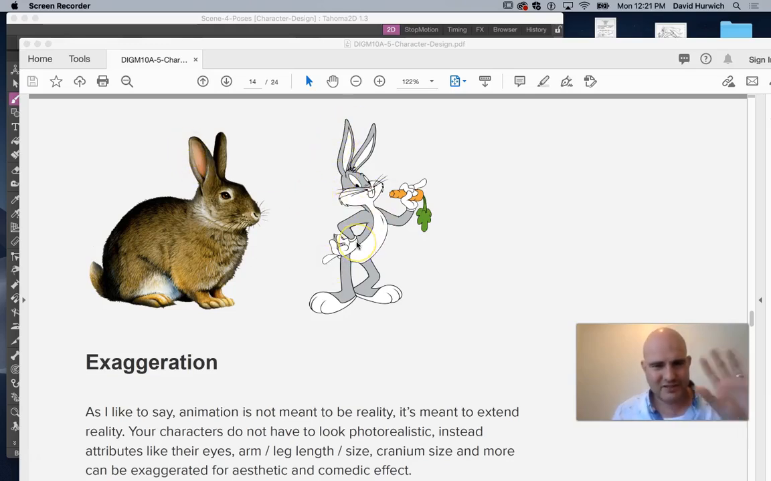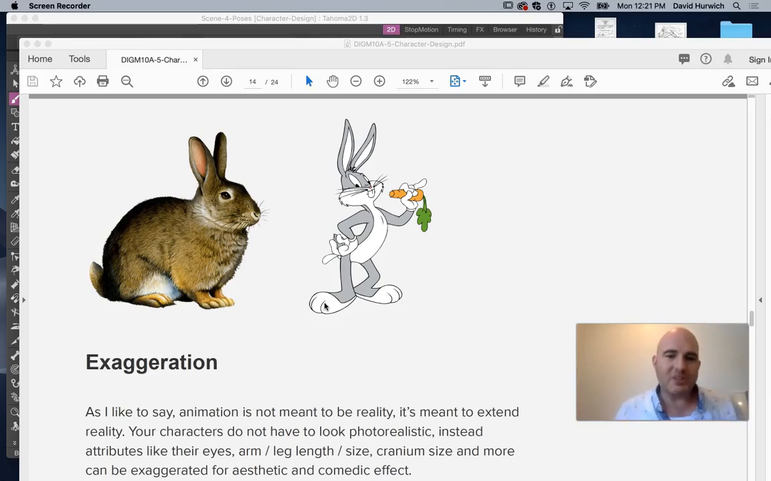It's got almost these glove-like hands, big old feet. Why did they design Bugs this way? Because it's just more interesting. As I like to say, animation isn't about depicting reality. It's about extending reality. And what I mean by that is, if you want to depict reality, use a camera. That's what a camera is for, right? Whether it's a static camera or a film camera. Animation's about extending reality. Things don't have to look exactly how they would look in real life.